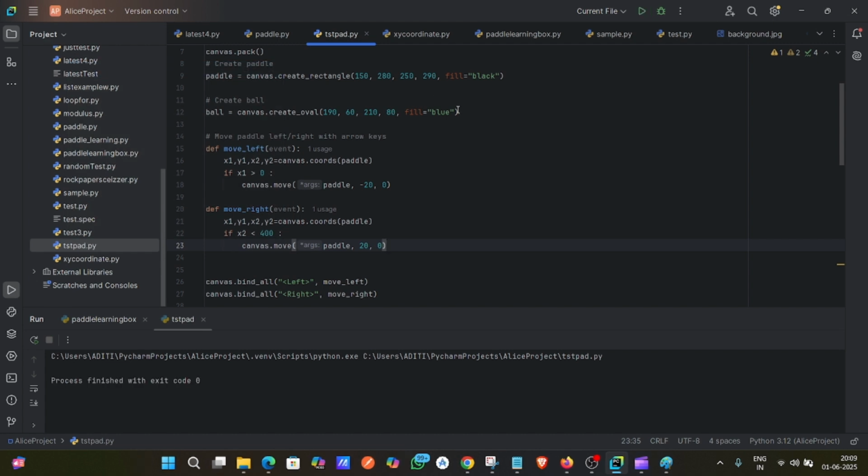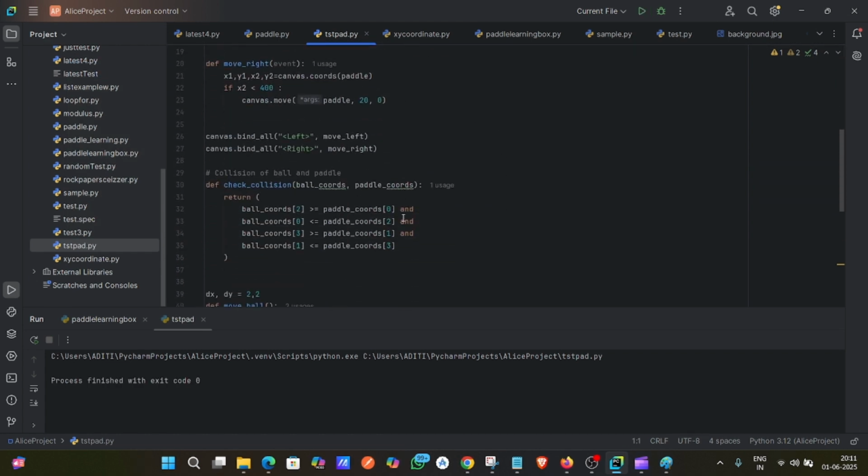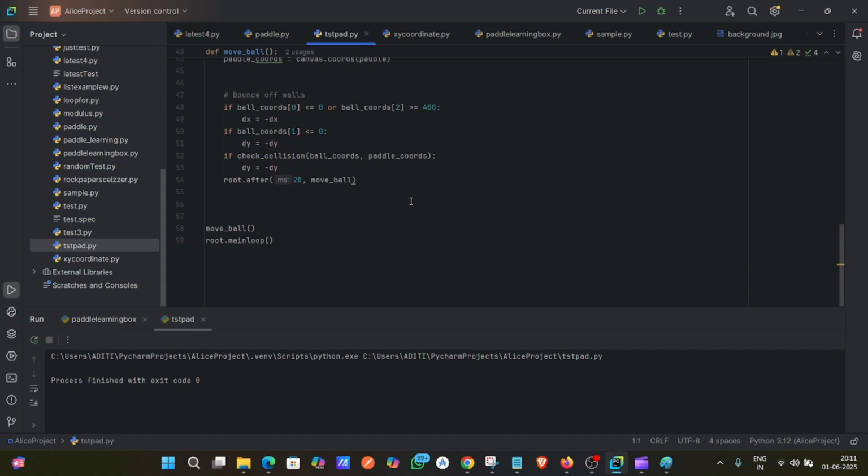Let's stop here. Now let's write code to close the game and display the message game over once the ball touches the bottom. If the ball misses the paddle, it will touch the bottom. So this is the code here. If ball coordinate 3, meaning y2 of the ball, the right bottom corner, if it becomes greater than or equal to 300, meaning greater than or even equal to the height, it means the ball has touched the bottom boundary.